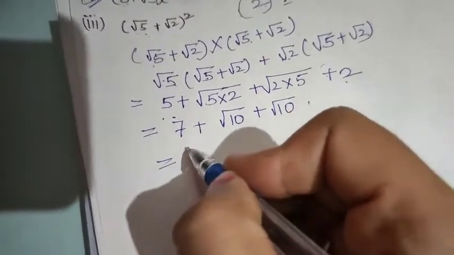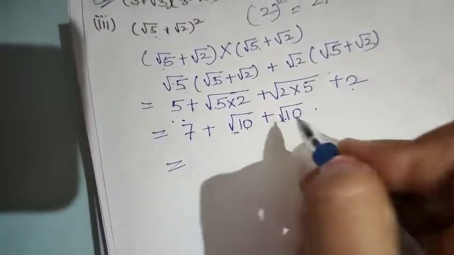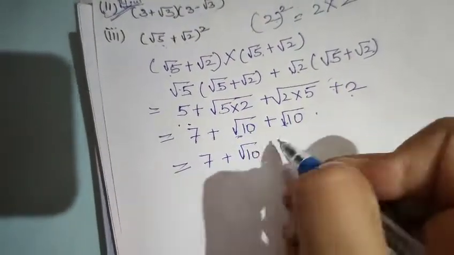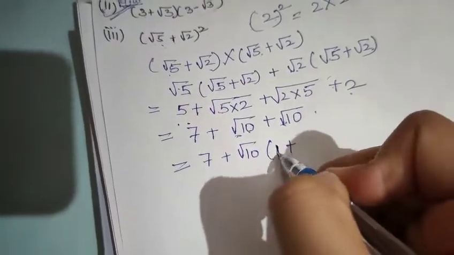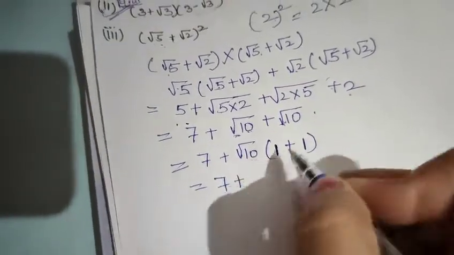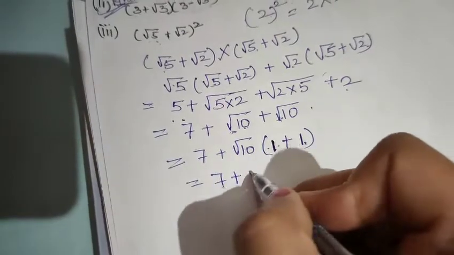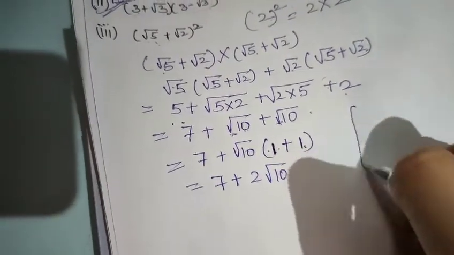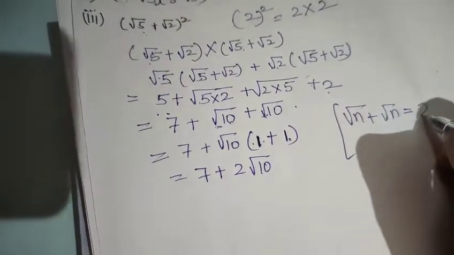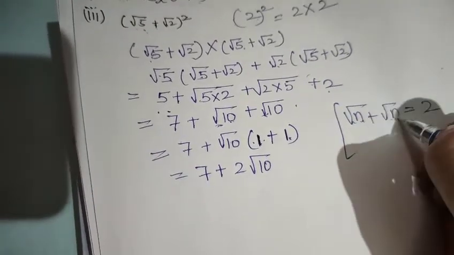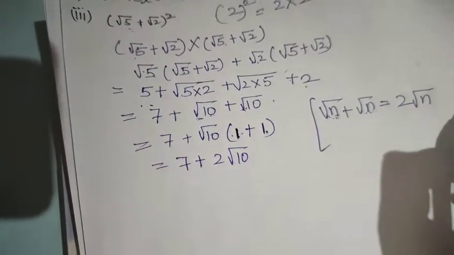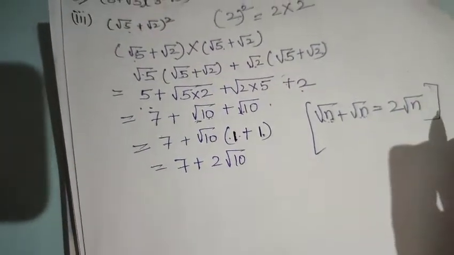So look, if we are adding two same square roots, it will become twice. We know that. But if you are not getting it, take root 10 common. Inside the bracket it will remain 1 and 1. 7 plus 1 plus 1 is 2, and 2 multiply root 10 will be 2 root 10. That means you get to know when root 10 plus root 10 happens, if these two numbers are the same, then the sum of these two numbers will be 2 times square root of that number. Got it?